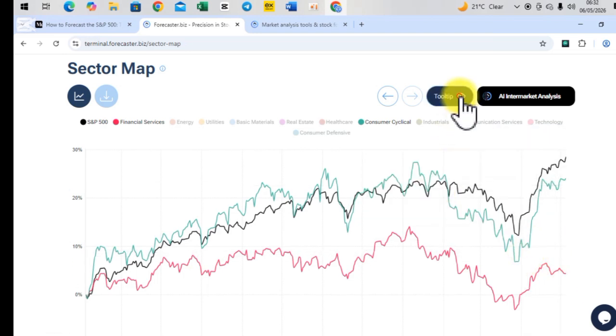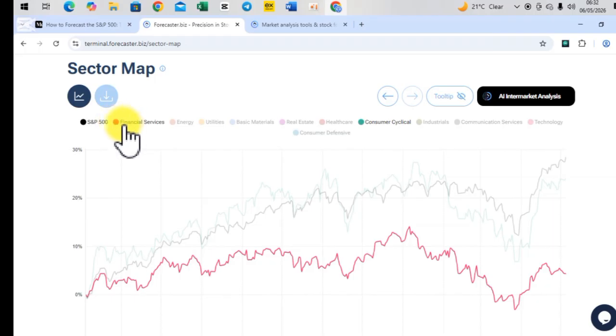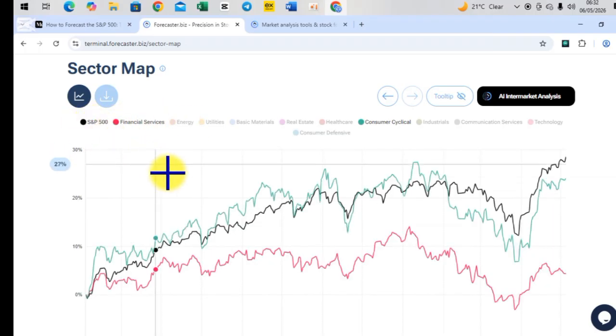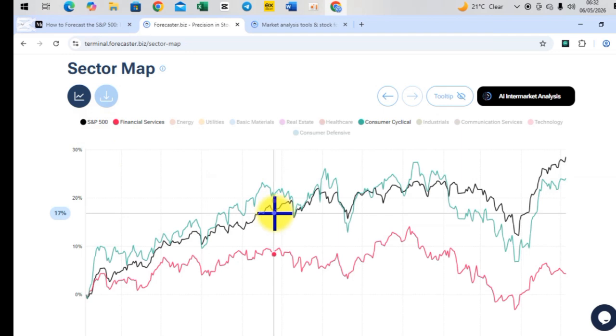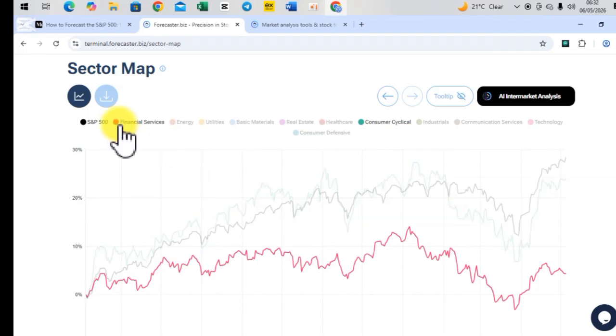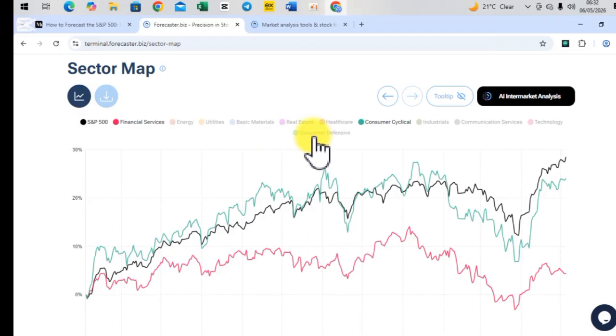Okay, and if you turn off this tooltip, you can't see the data or the momentum at which these assets are moving. Okay, like I told you, the S&P 500 is an index, a combination of 11 sectors with 500 companies. Therefore, this black line represents a combination, an amalgamation of all of those sectors. However, these other ones, beginning from financial services to consumer defensive, are the sectors within the S&P 500.